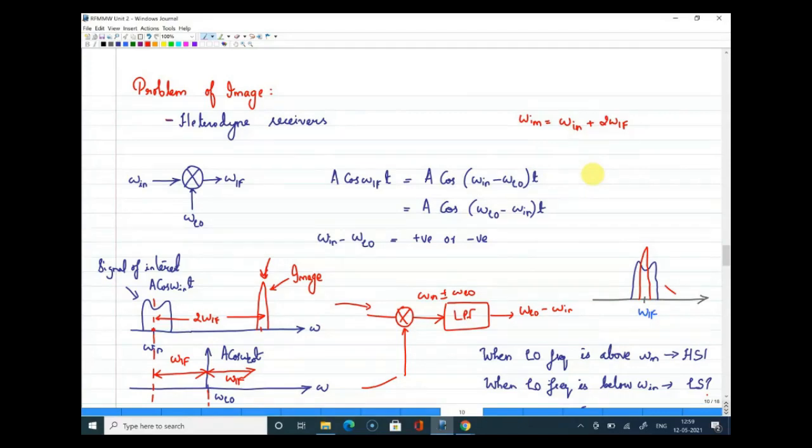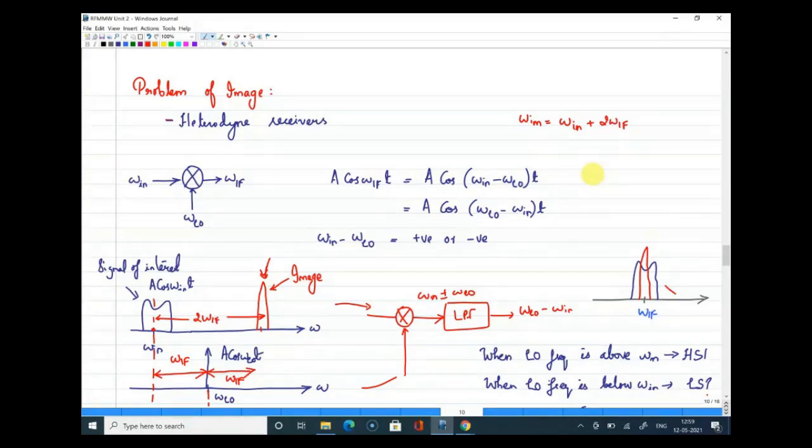Do you agree that this is a problem, and that images or certain signals can fall on the input? Why just that 2 omega IF frequency? There are other multiples of frequencies as well. No, it is not. I'm not saying that there are multiples of frequencies here.